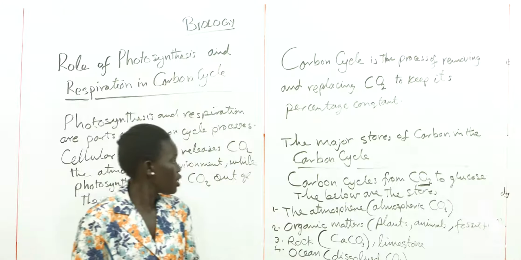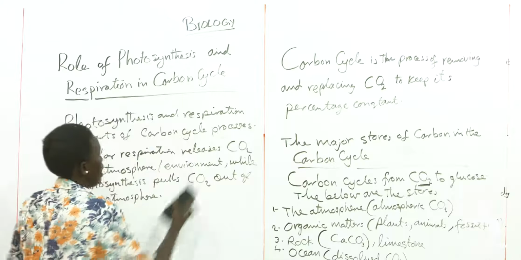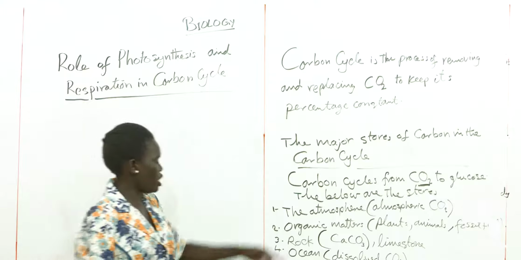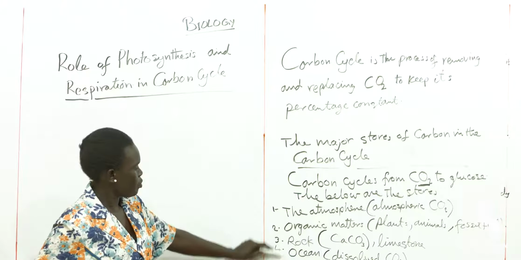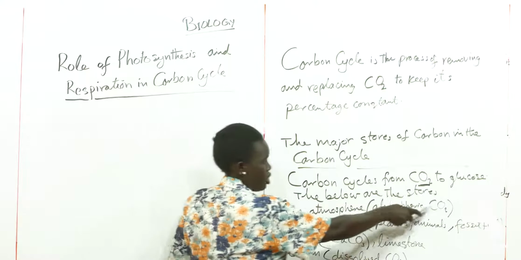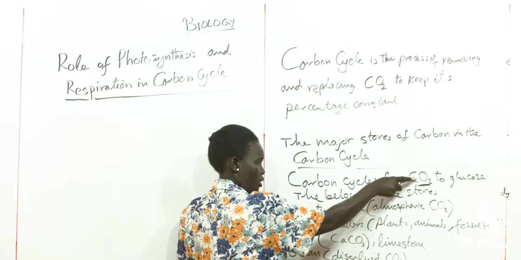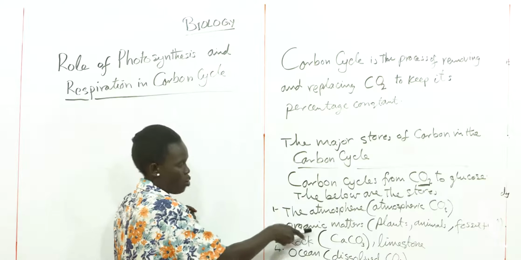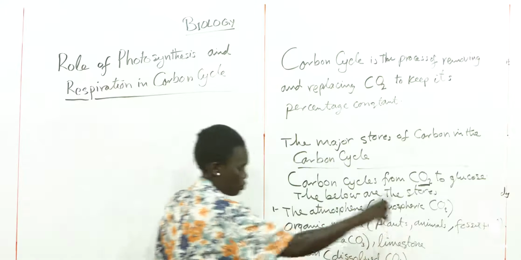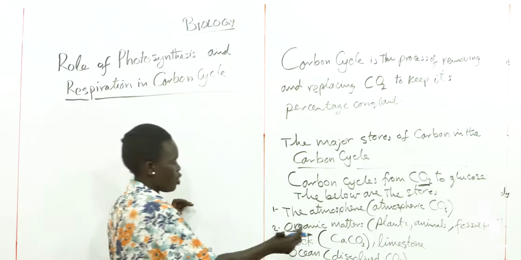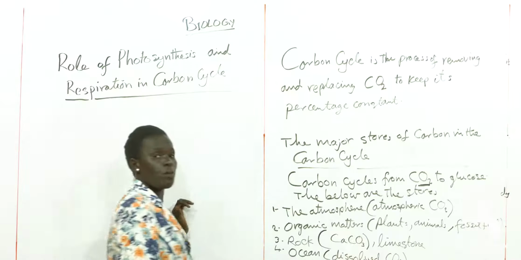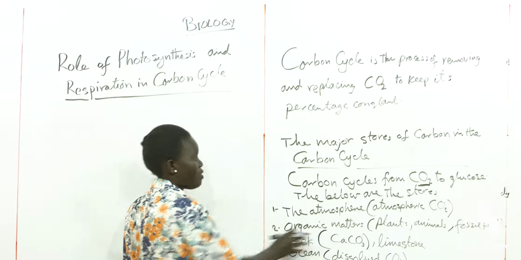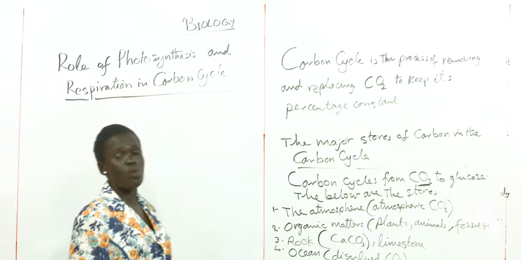So since these are the stores, let us now have a sketch of the carbon cycle to prove that these are the sources of carbon. In the atmosphere, we have carbon dioxide, and carbon cycles from carbon dioxide. We can get carbon dioxide from organic matter, from plants or animals, and fossil fuels. We can get carbon dioxide from the rocks, for example, limestone or calcium carbonate. We can get carbon dioxide from the ocean, the dissolved one.